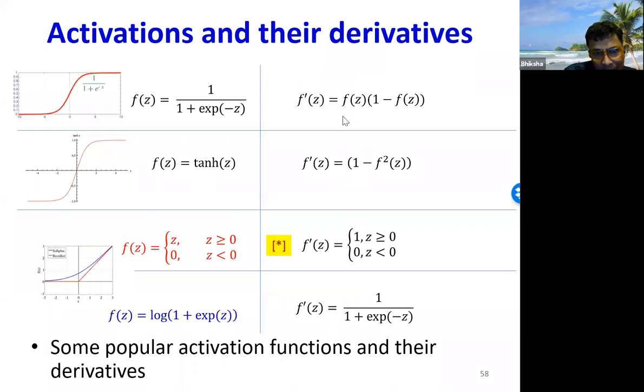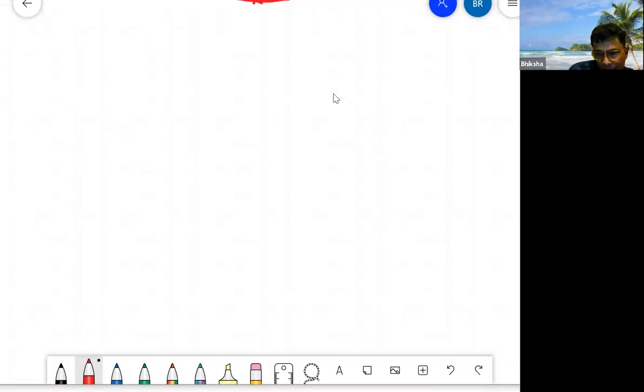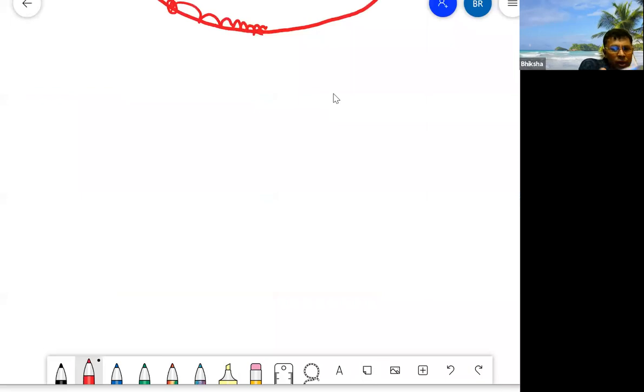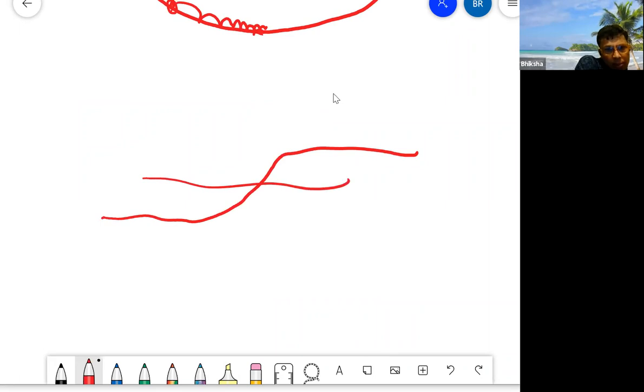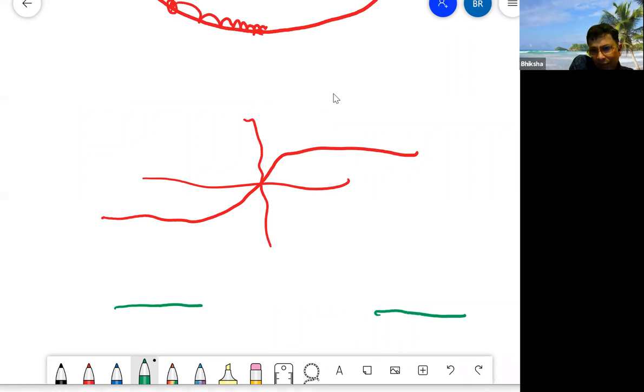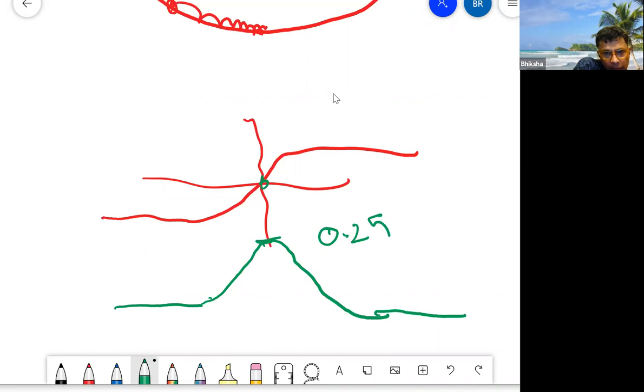Now, if you look at the derivative of the sigmoid, the sigmoid goes from 0 to 1, right? And the derivative is going to be 0 out here, it's going to be 0 out here, and it's going to increase like so. It's going to be largest over here, and it's going to go back down here. And at this point, the slope is 0.25. So that is your sigmoid.